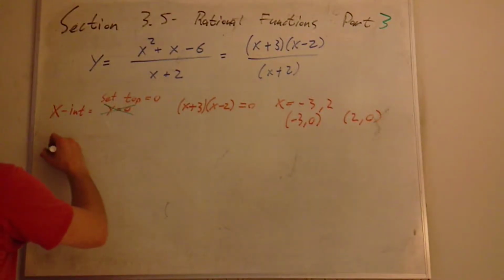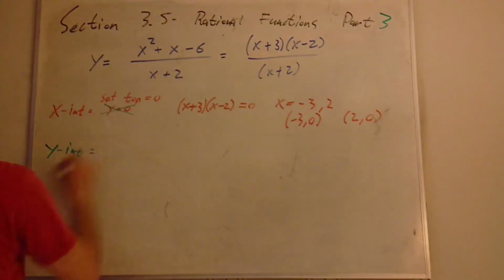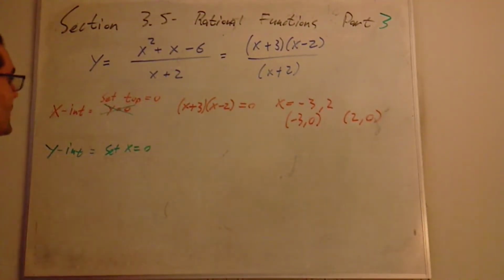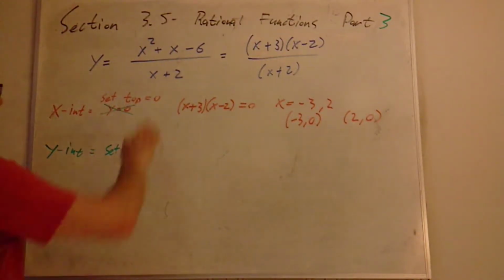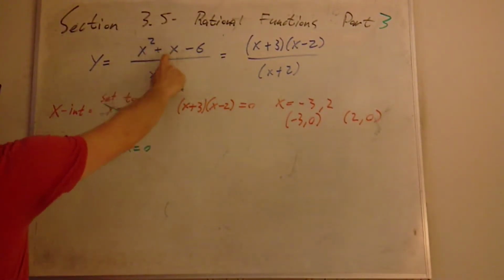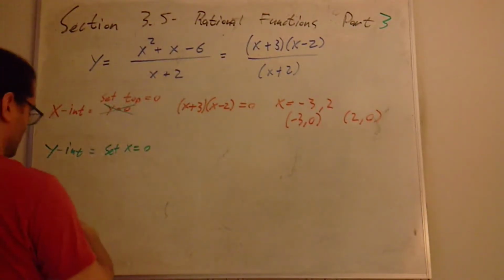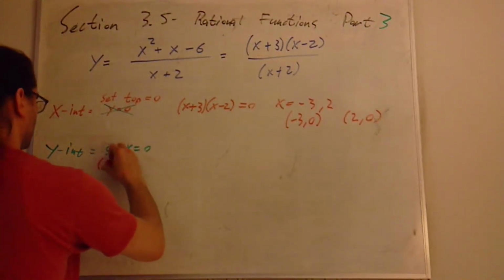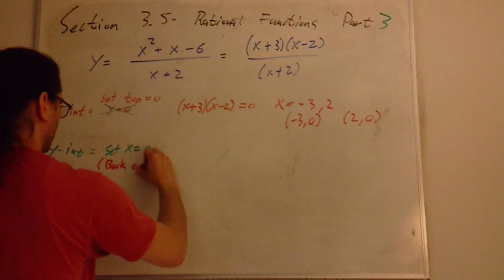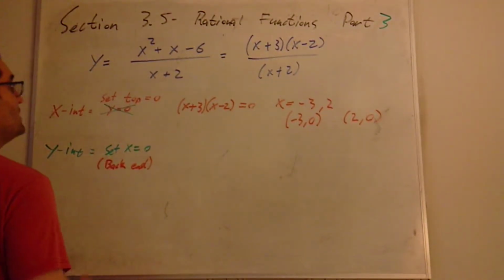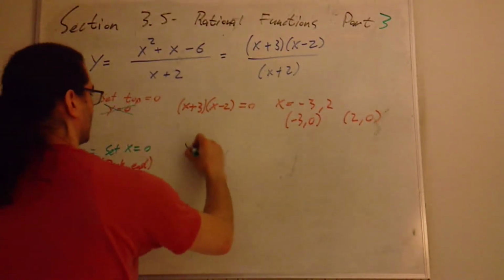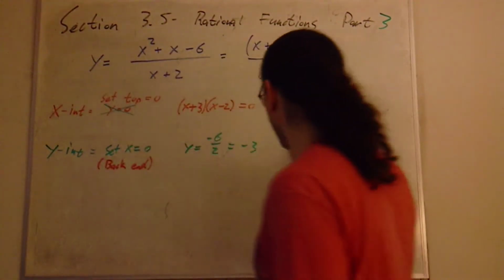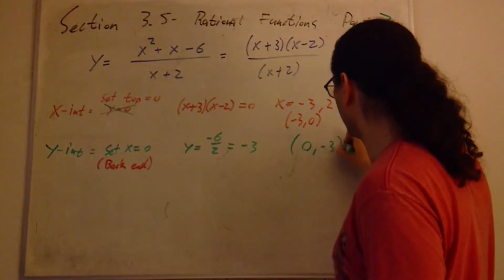Next up, I want a y-intercept. Y-intercept means we set x equal to 0. So this basically just means we're looking at the back end. These pieces will all become 0. We're just going to look at the back of this. And we'll see that you get negative 6 over 2, which is the same as negative 3. So my y-intercept here is going to be negative 3.